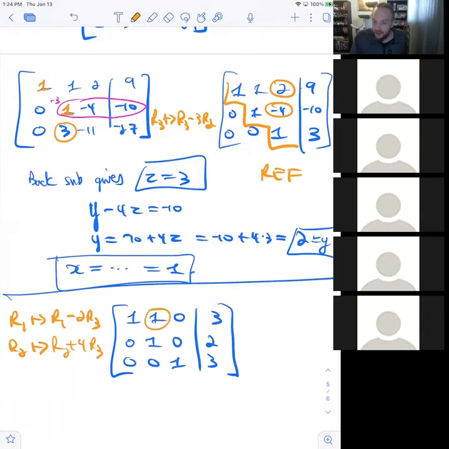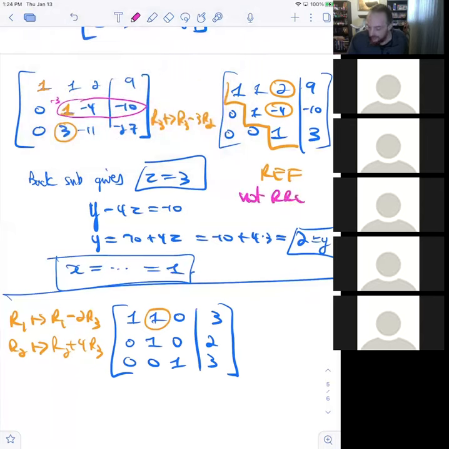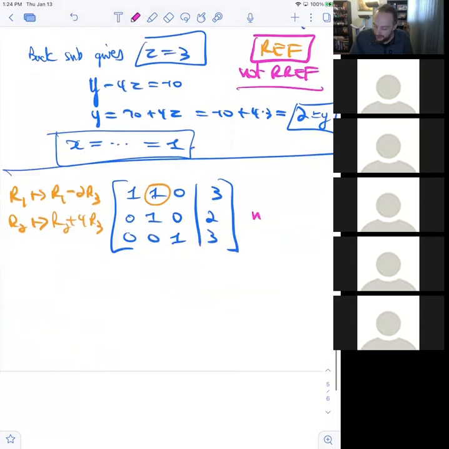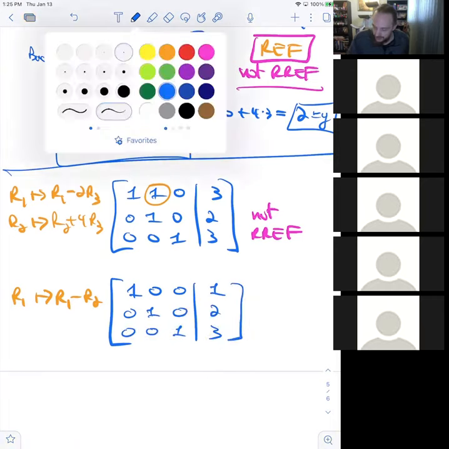This is not reduced row echelon form, but it is row echelon form. Here we're still not in reduced row echelon form, what it is is REF. And so when I get rid of this last entry, this will be row 1 goes to row 1 minus row 2. And we get exactly, now this is reduced row echelon form.